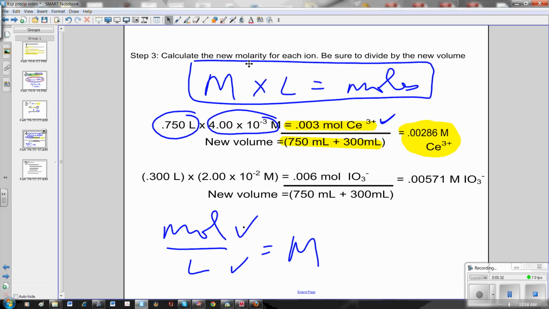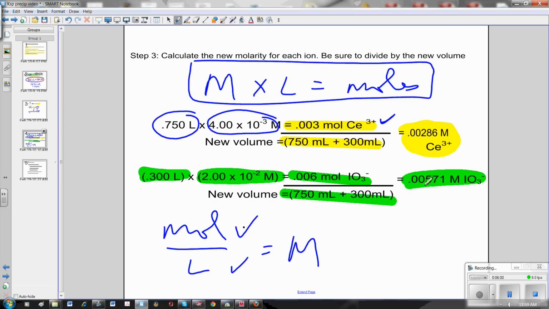So I come back over here and I take the liters, which is going to be 0.300 liters since it's 300 milliliters, times 2.0 times 10 to the negative second. Again, molarity times liters will always get you moles. So I have 0.006 moles of IO3 minus. The last step I have to do is divide by the new volume. It's the same solution, so it's going to have the same new volume. I drop that on the bottom, and I get my concentration of IO3 minus. So now I have my two ion concentrations.